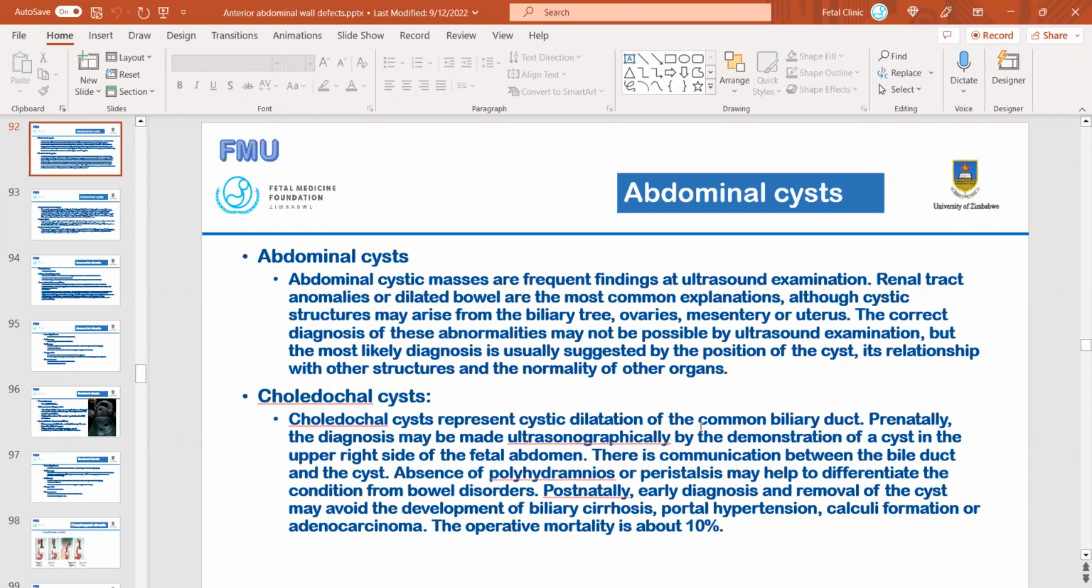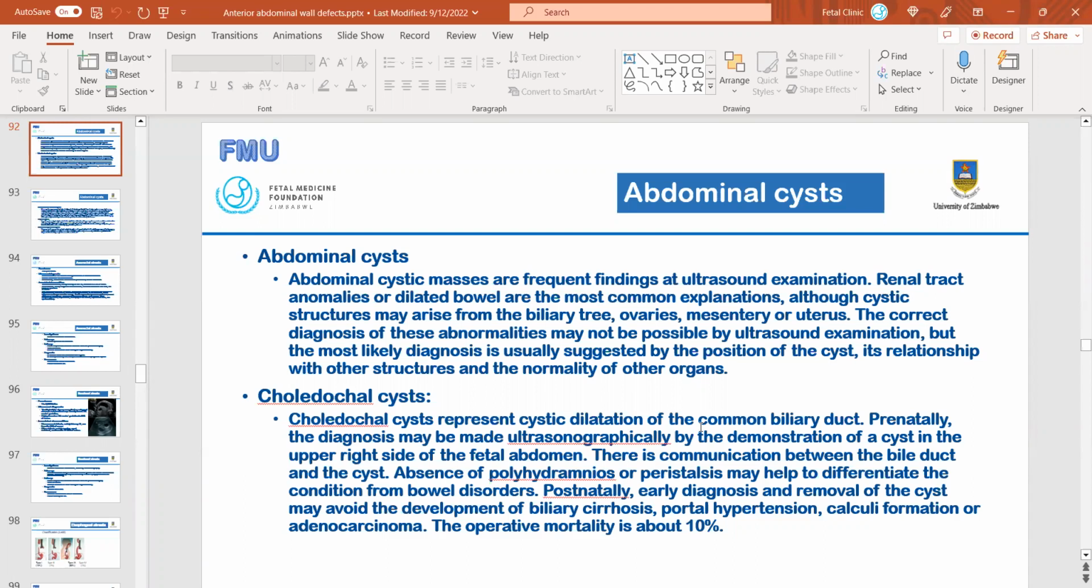We have a ductal cyst, which is normally a cystic dilatation of the common biliary tract, and it's found on the upper right side of the fetal abdomen, where there is the liver. Like I told you, you should know where the liver is. There is normally communication between the bile duct and the cyst. That is how you are able to suspect that this is likely to be a choledochal cyst.